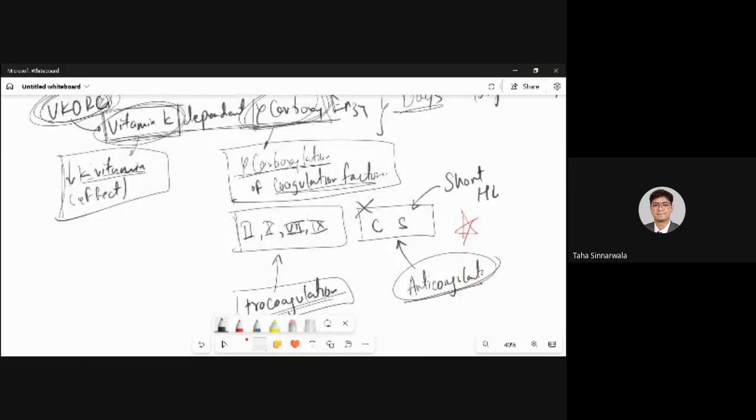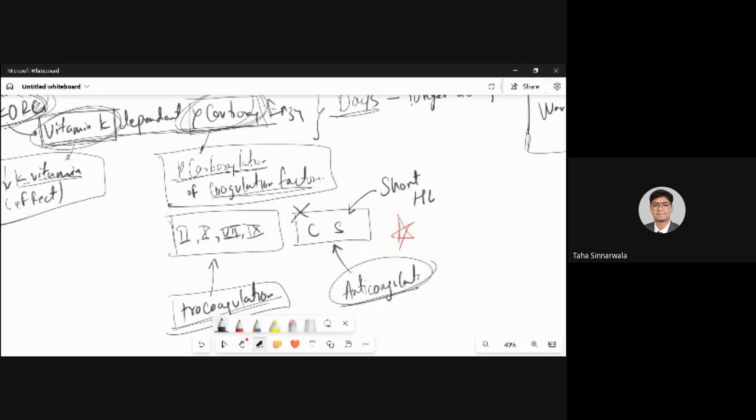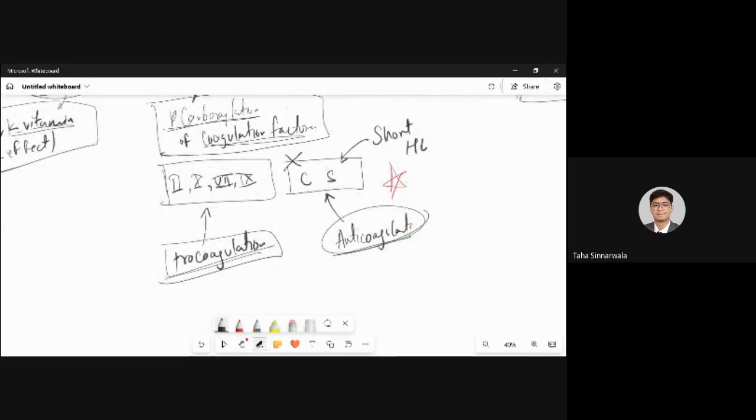Now, there are all of these coagulation factors which need to be carboxylated: factors 2, 7, 9, and 10. These are considered procoagulant factors, meaning they help in coagulation. Along with these factors, you also have the production of proteins C and S. These proteins are anticoagulant, meaning they stop coagulation. It turns out that proteins C and S have a much shorter half-life, so they get depleted much quicker compared to the procoagulant factors.